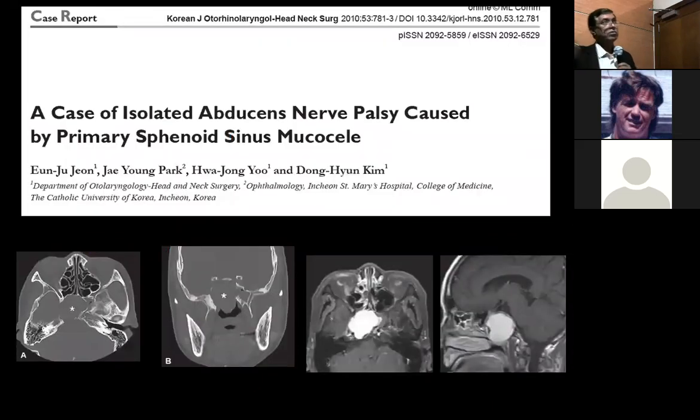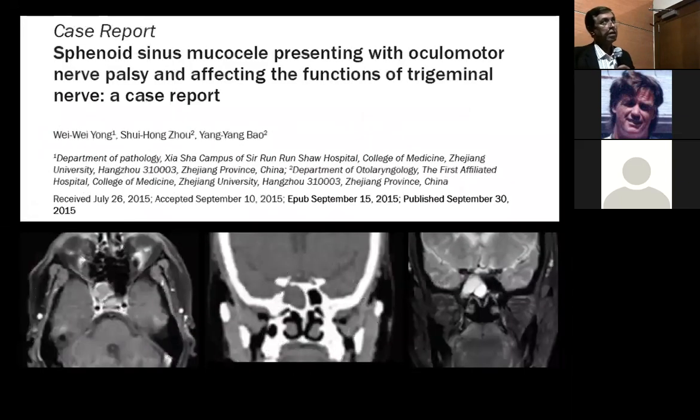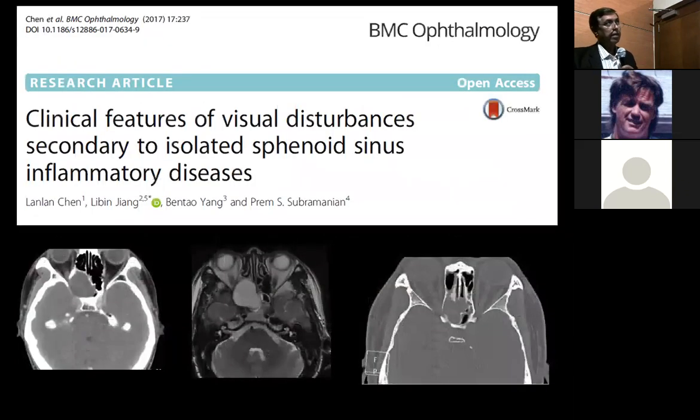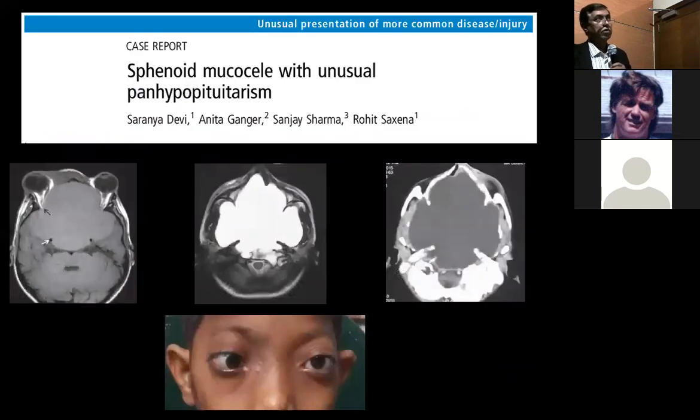Case of isolated abducens nerve palsy caused by sphenoid sinus mucocele. Sphenoid mucocele presenting with oculomotor nerve palsy and affecting the functions of the trigeminal nerve. Features of visual disturbances secondary to isolated sphenoid sinus disease. Sphenoid mucocele with unusual pan-hypopituitarism. Would you imagine this as a mucocele? And the patient has, in addition to the cranial nerve palsy, pan-hypopituitarism.